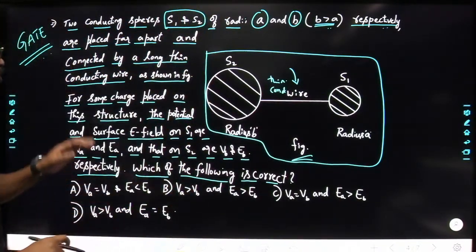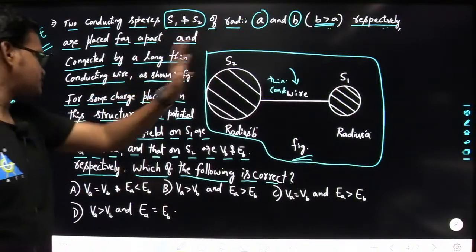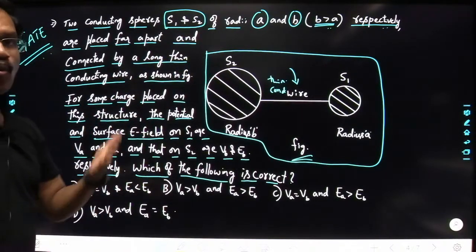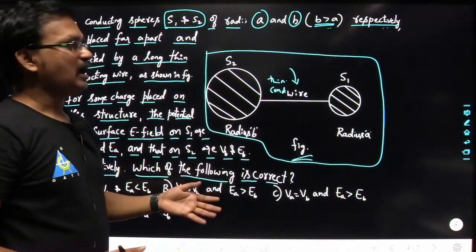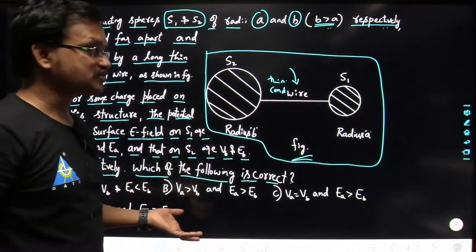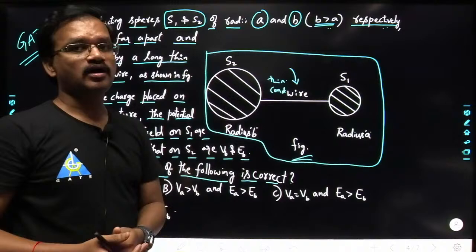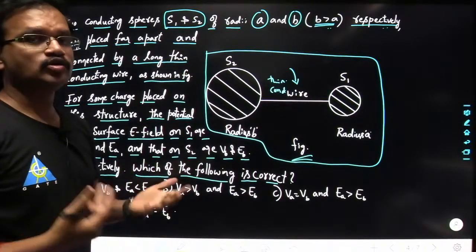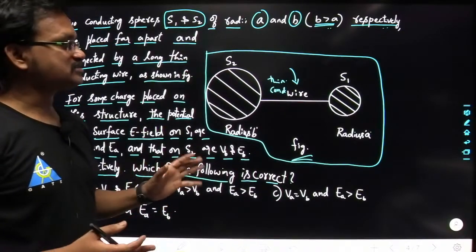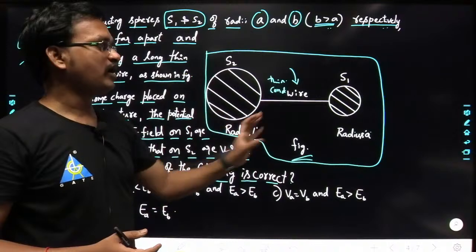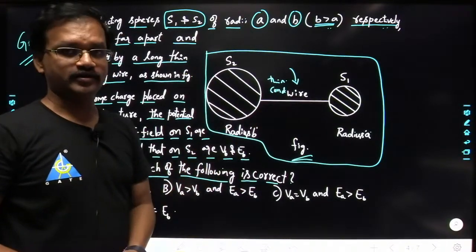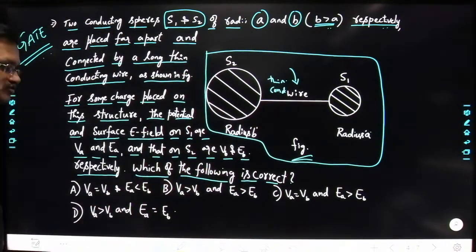Once they have supplied a charge to this structure, they are asking how the electric field and potential on the surfaces of S1 and S2 are related. That's what they are asking here.